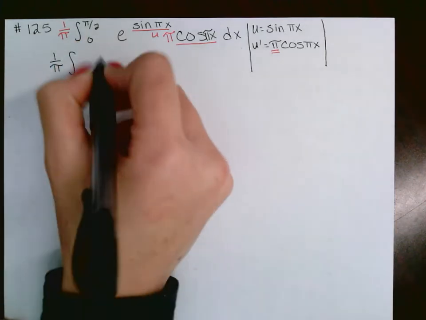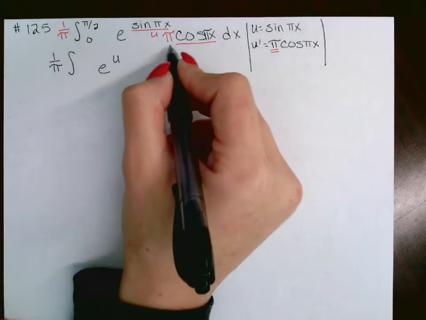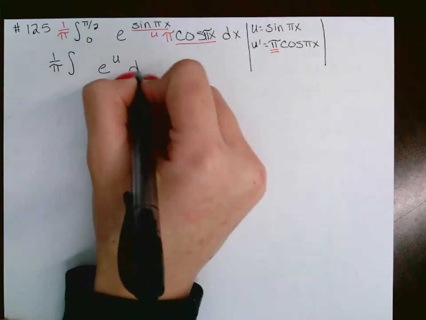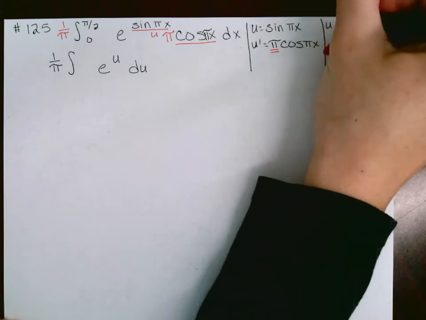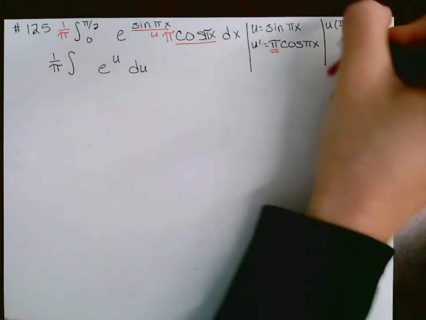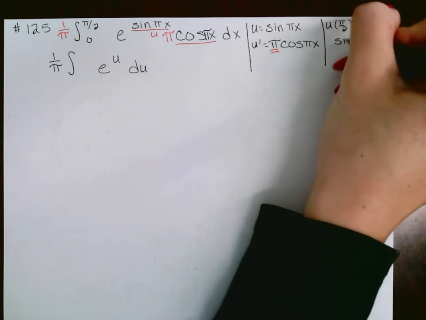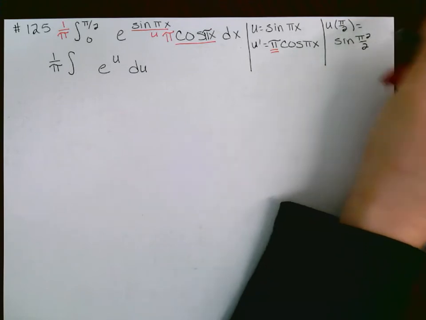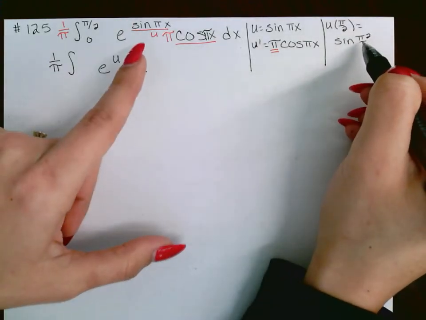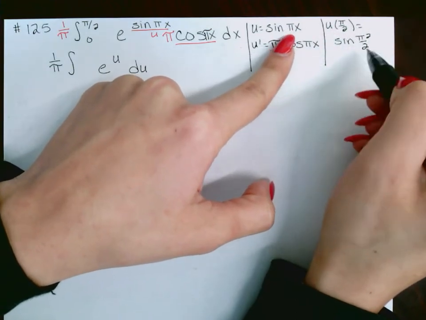I'm not going to write my a and my b yet because I'm going to change them. Of e raised to u, and all of this is your du. Okay? So I need to find what my new top limit is. So I'm going to plug in pi over 2. So I'm working with sine of pi squared over 2. Do you see why I wrote squared? The u had a pi in it, so pi over 2 times pi is pi squared over 2.